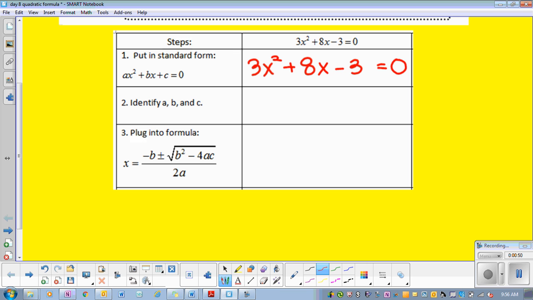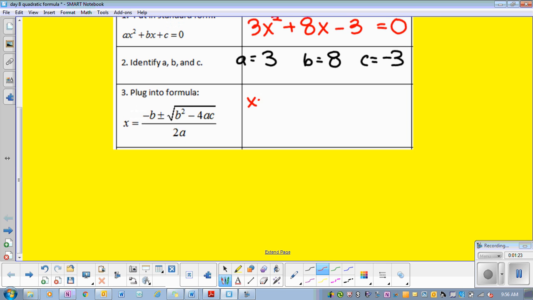Now identify your A, B, and C. Word of advice, your A, B, and C should never have an X in it. It should always be numbers. So A is what? 3. Good. B and C? 8 and -3. Good. Now what we're going to do is we're going to plug it into this formula.